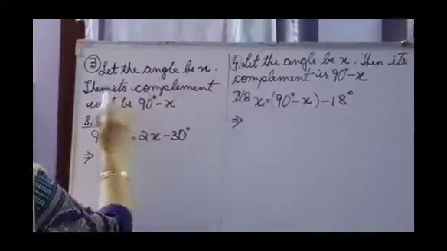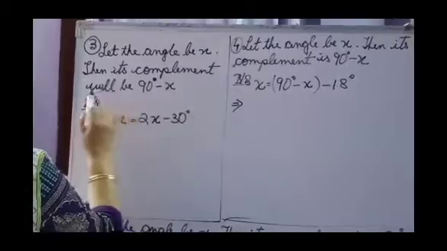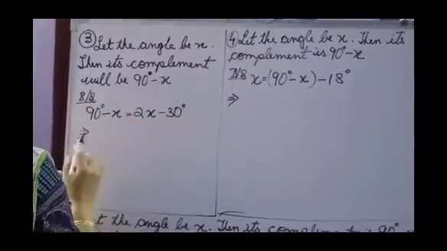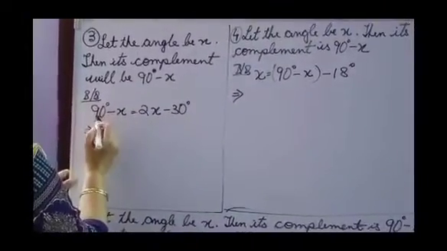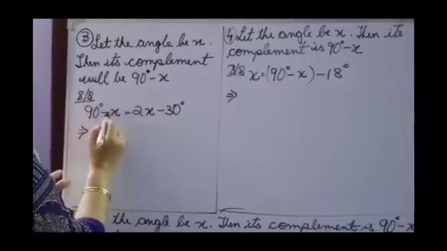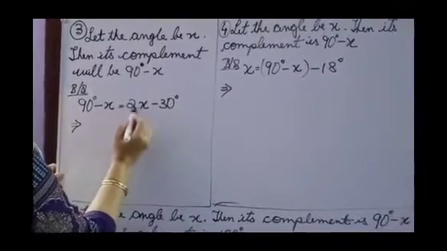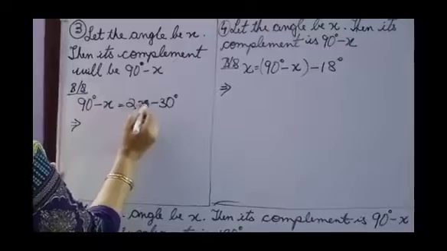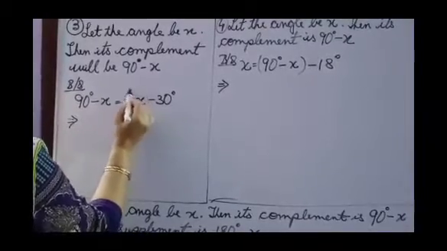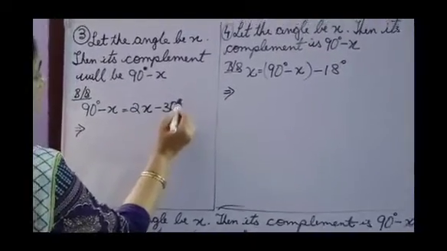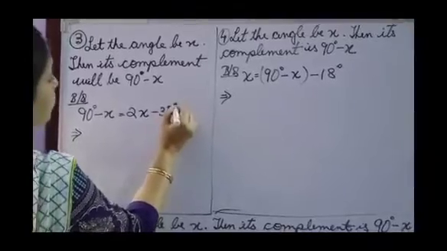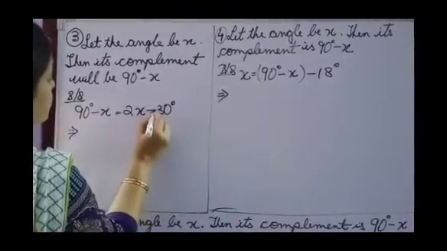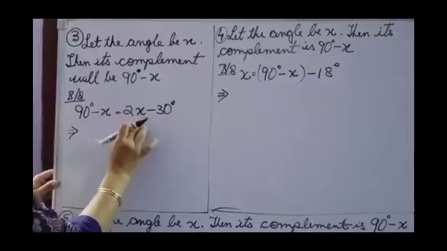Let the angle be x. Then its complement will be 90 degree minus x. So by the given question, 90 degree minus x is equal to twice the angle, so 2x, minus 30 degree. They have written 30 degree less, so that is why I am subtracting it from twice the angle.